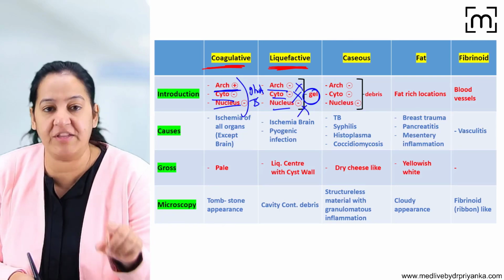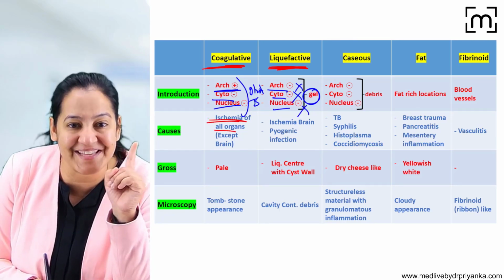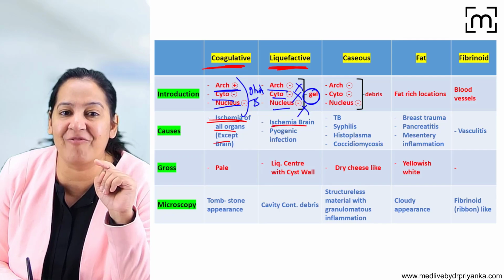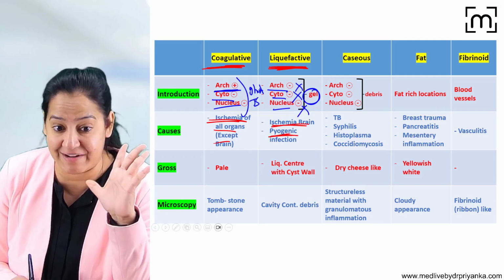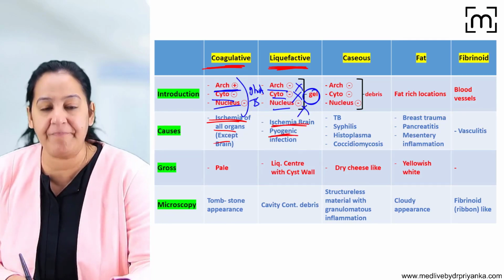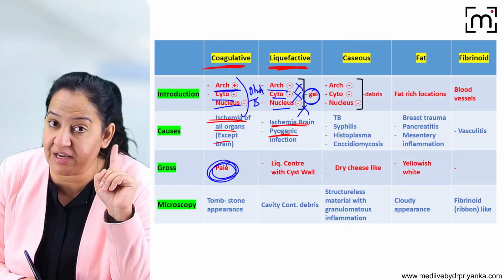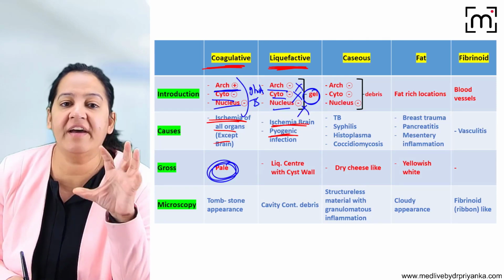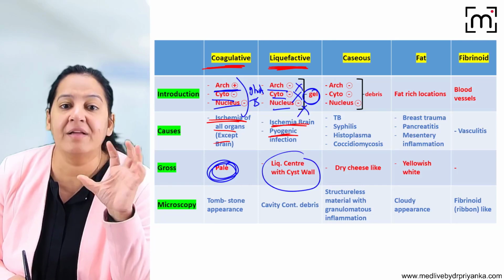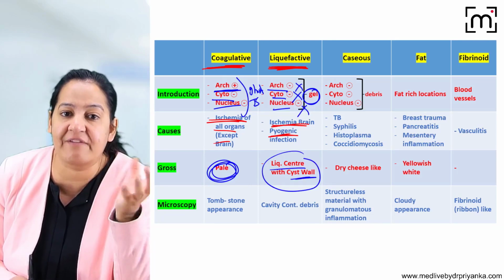Tell me the causes of both of them. Here, ischemia of all organs except the brain. And here we have ischemia of the brain along with pyogenic, pus-like infection. Tell me the gross of both of them. Here in the gross, I told you the organ looks pale and swollen. Remember the diagram of the liver and spleen I have shown you? Here, the diagram of the brain, can you remember? There is a cyst and inside it there is a liquefied center.